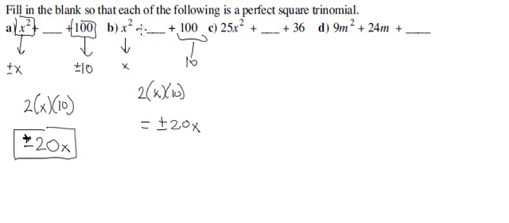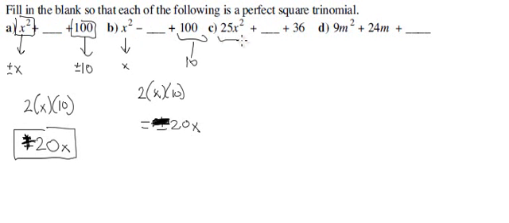I guess the fact that they've put signs in here, they're saying here we want a positive value, so it's got to be the plus 20x. And here they want a negative value, so it's got to be the negative 20x. I believe that's what they're getting at, but in general, either one of those values would work.